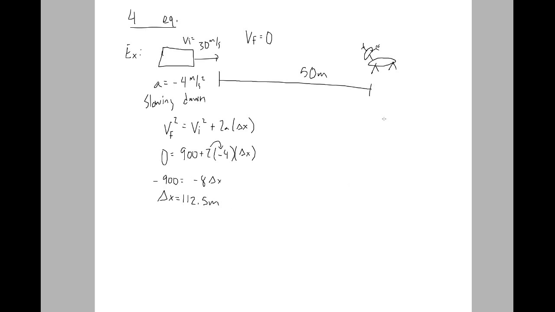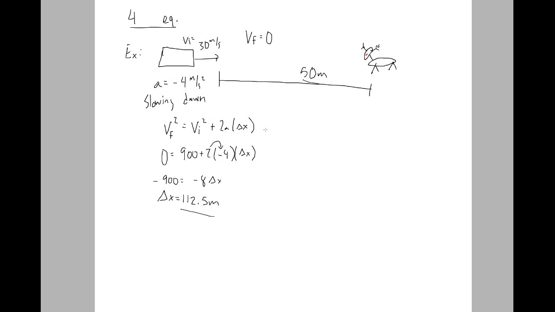So not only do you hit little Rudolph over here, you plow through him. My delta x is 112.5, and it was supposed to be 50. So these brakes are not working for this speed.